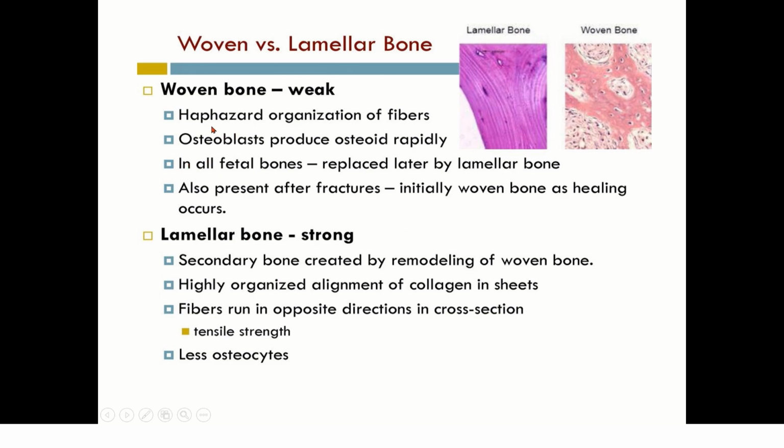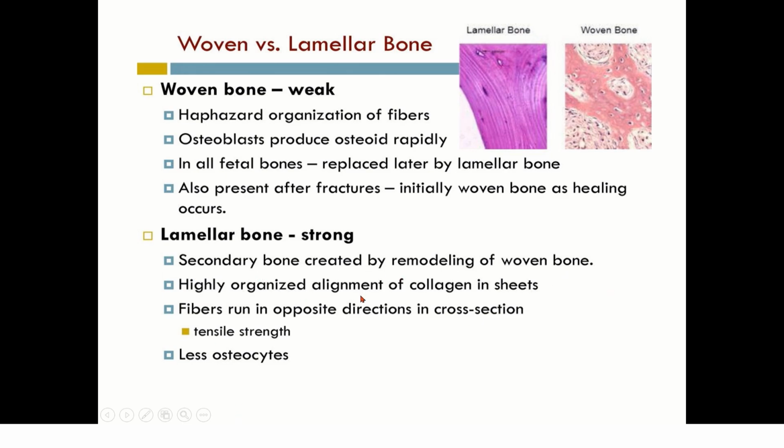So in woven bone, there will be haphazard organization of fibers. Osteoblasts produce osteoid rapidly. So in all fetal bones, woven bone is present, and later it will be replaced by lamellar bone. And even in fractures, initially there will be laying of woven bone. Over and above, there will be formation of the normal bone eventually. Lamellar bone is strong, whereas woven bone is weak. It's a secondary bone created by remodeling of the woven bone.